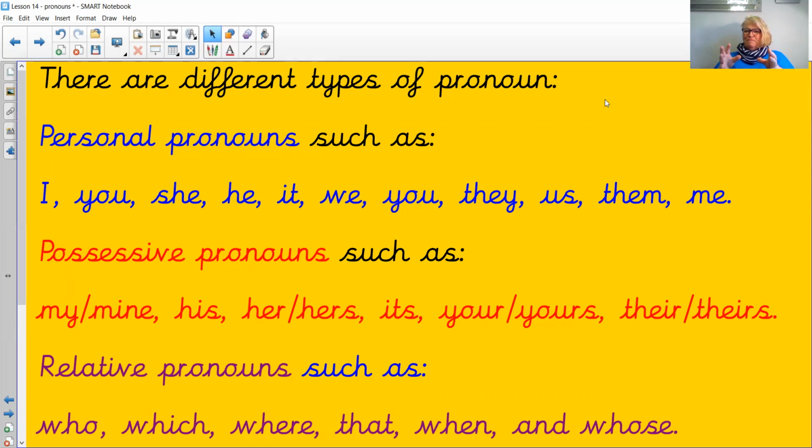So possessive, what do you think that might relate to? Yeah, it belongs to, isn't it? It's something that belongs, possessive. We were talking about possessive apostrophes in the last lesson, weren't we? It's belonging.